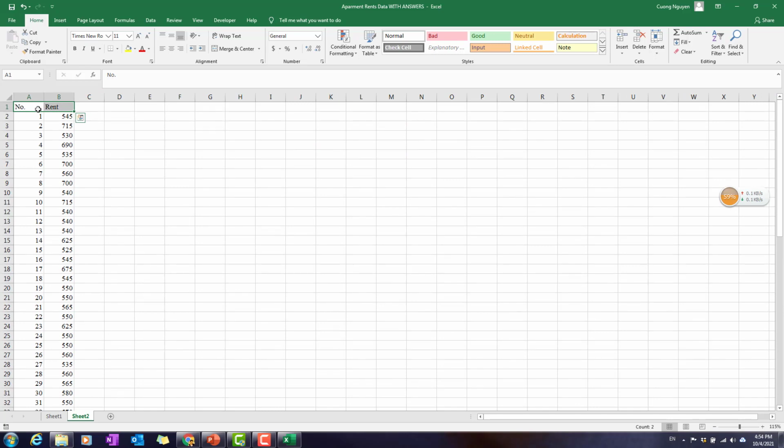This will be the number of observations and the rental, maybe rental cost. Of course, they will be in dollars. Okay, fine.